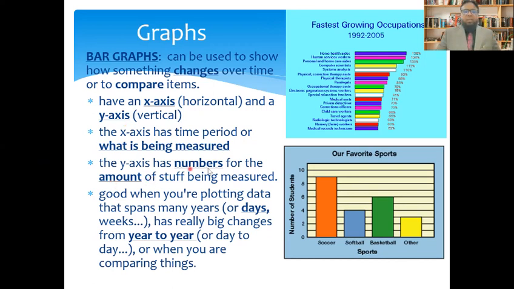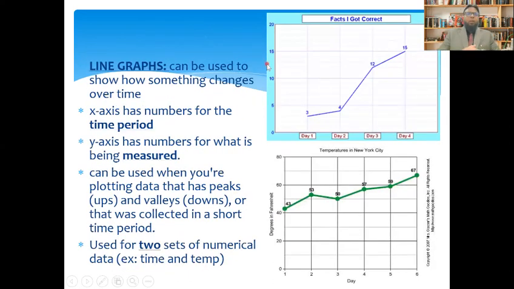Now the y-axis has a number for the amount of the thing being measured. It is good when you are plotting data that spans many years or days or weeks, has really big changes from year to year or day to day, or when you are comparing things. It means when you are comparing things, you have to use this graph. Now, the line graph is another type of graph.